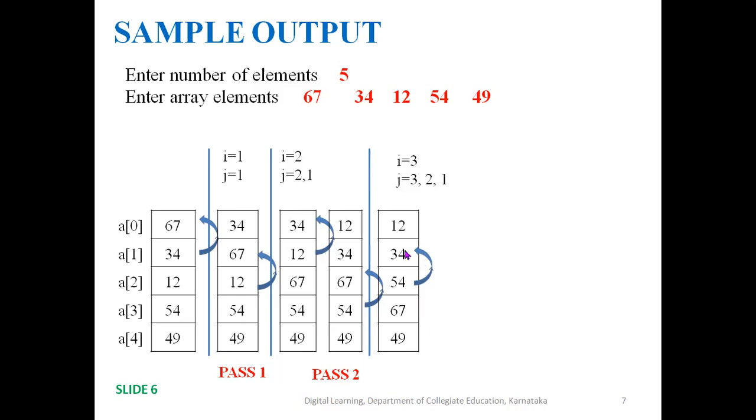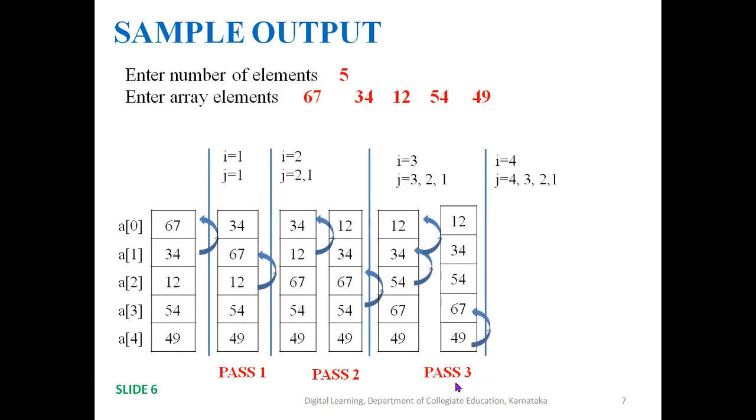So next is a of 1 and a of 0 is going to be compared. Is 34 less than 12? No, this is also not true. Now the final list is going to appear like this. Now at the end, we call this as pass 3.